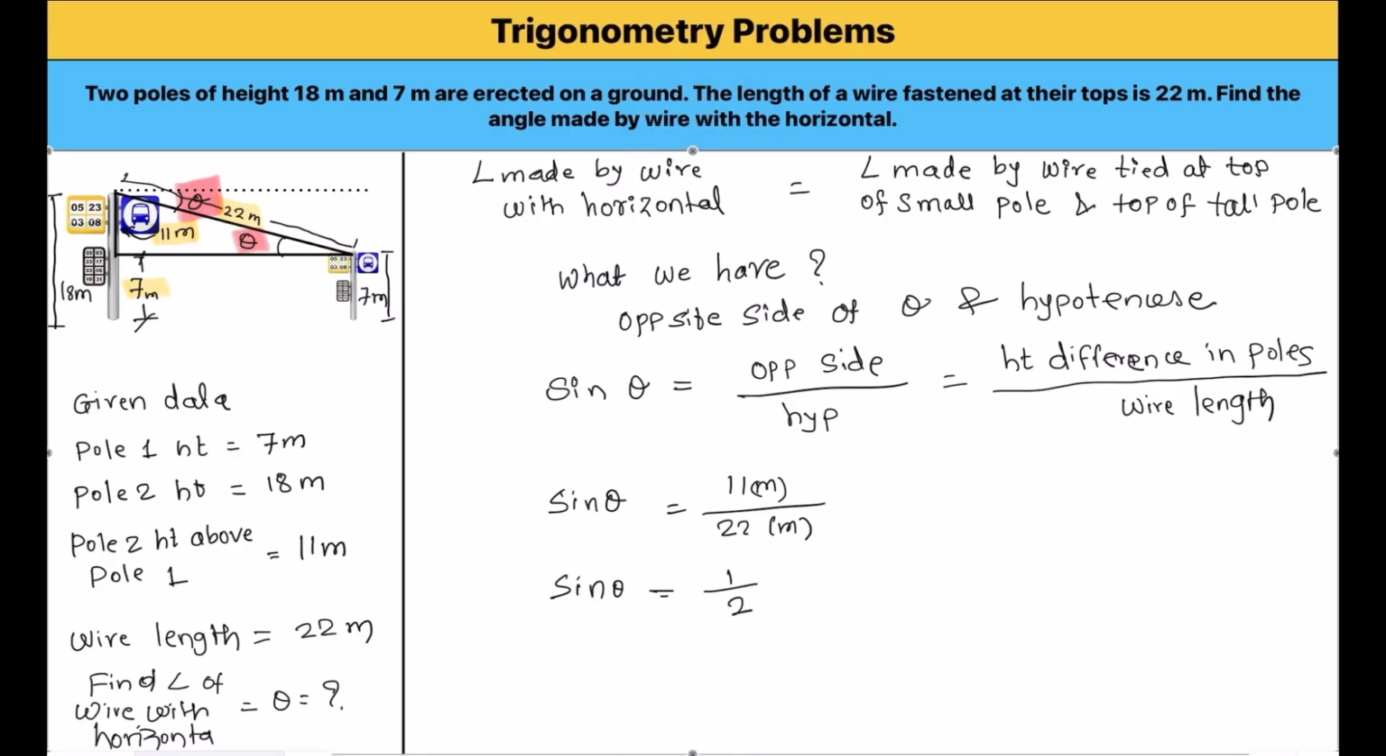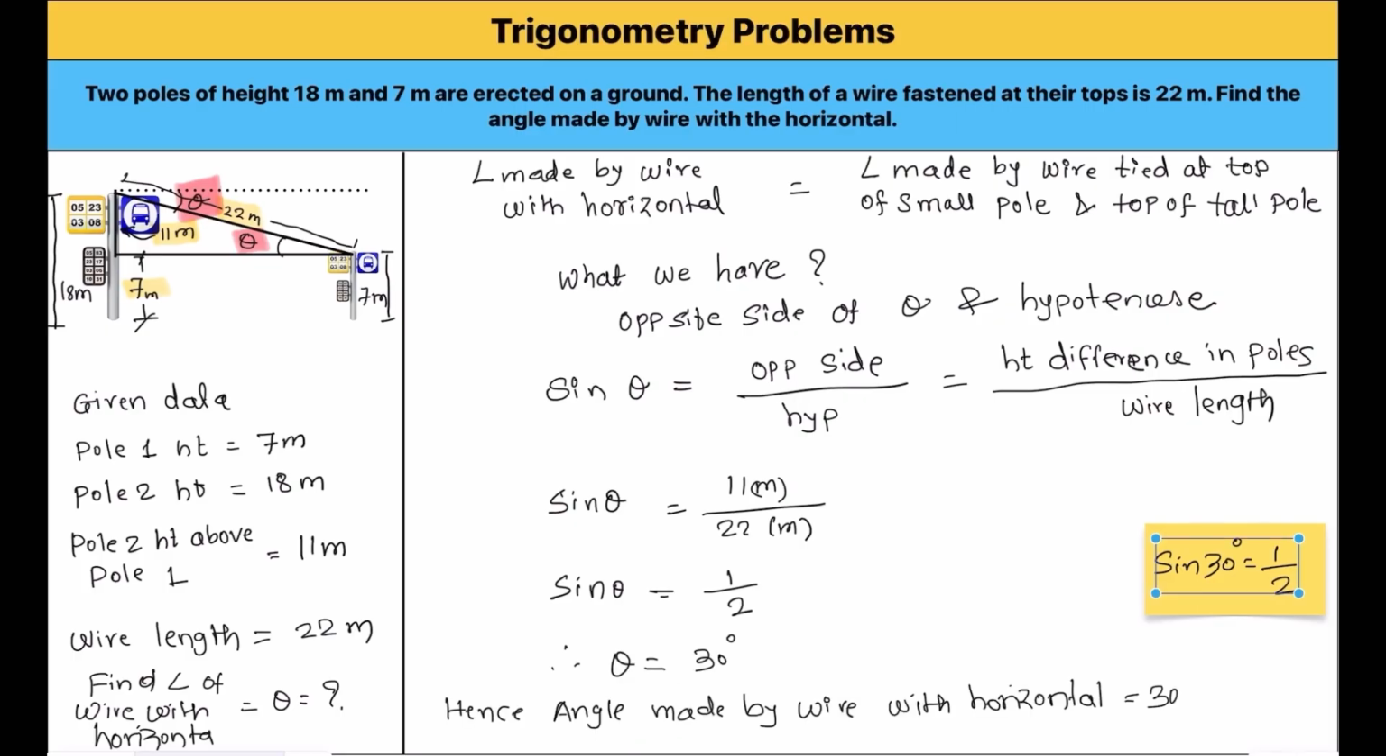Now ask yourself, which angle's sine value is 1 upon 2? Yes, that's correct. Sine 30 is 1 upon 2. So what is theta? Theta would be 30 degrees. Hence, the angle made by wire with horizontal would be 30 degrees.